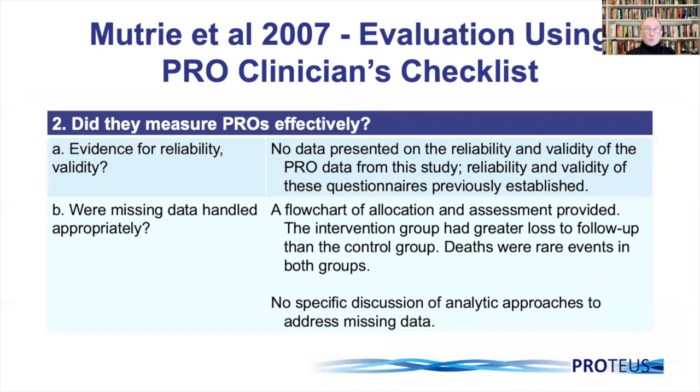However, there was pretty extensive published data on the reliability and validity of those questionnaires that had been established previously, including in populations similar to this one. Were missing data handled appropriately? There was a flowchart of allocation and assessment. The intervention group did, in fact, have greater loss to follow-up than the control group. Deaths were rare in both groups. There was, however, no specific discussion of an analytic approach to addressing those missing data.